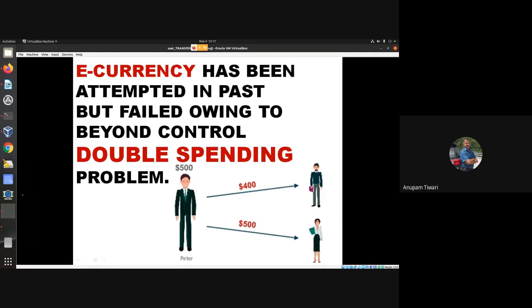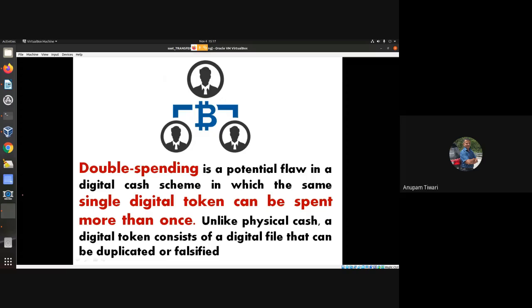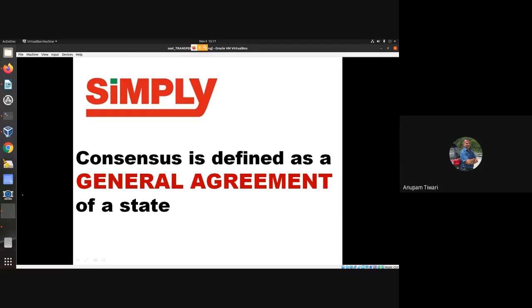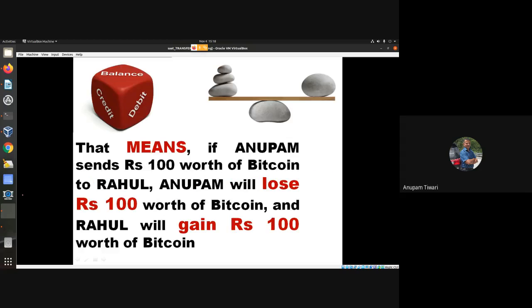Fifth, that is the proof of work that we are coming to now. E-currency has been attempted in the past. Of course, double spending had been attempted to be removed, the double spending problem, but somehow only Bitcoin was able to remove that, and double spending otherwise is defined as a potential flaw in a digital cash scheme. So here we come to the consensus part. Now consensus is a phenomenal domain in itself. Here we'll discuss today about the proof of work, how proof of work happens, what exactly goes on behind it. Otherwise, the definition of consensus is basically a general agreement. You and me and the community agree. It is as simple as that.